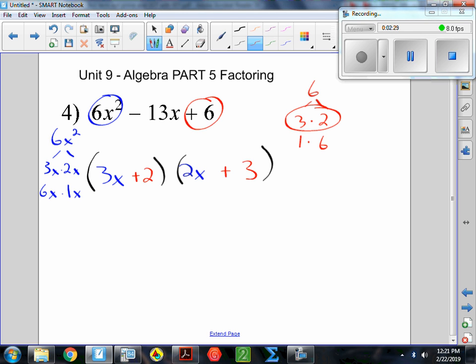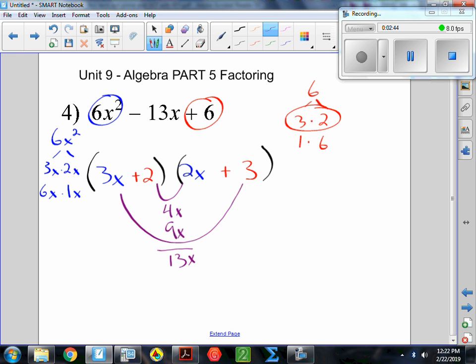The reason I thought about that is because I was trying to start to do it in my head. I know 3 times 3 is 9, and 2 times 2 is 4. So I have a 4x and a 9x, which gives me 13x. But I had a negative 13x.